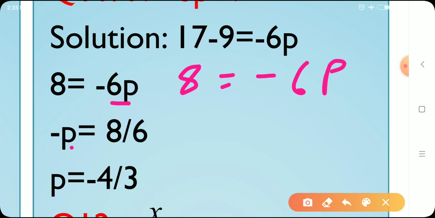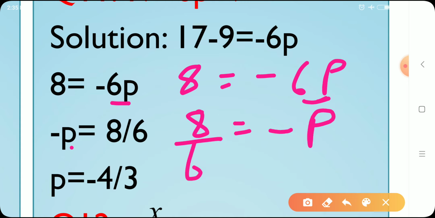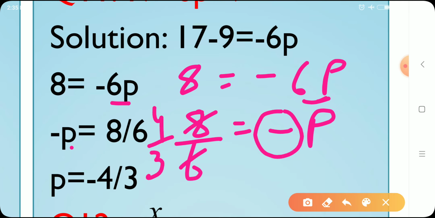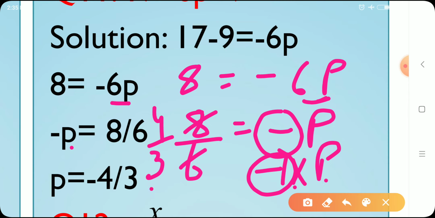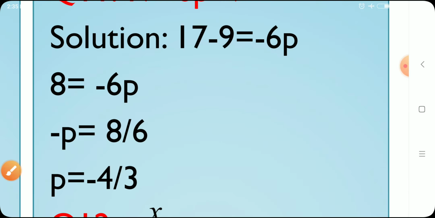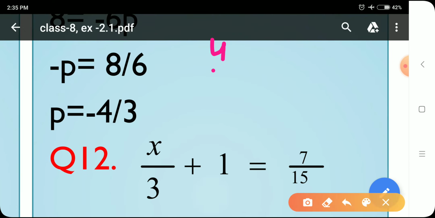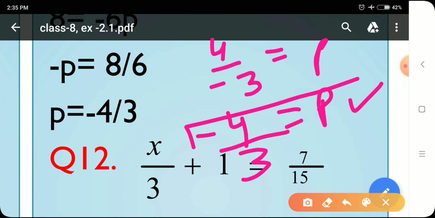This minus 6 is in multiplication with p, so it will change into division. After changing you will get 4 by 3. Now this minus p is written as minus 1 into p. So this minus 1 is in multiplication, so it comes into division. It will become 4 upon minus 3 is equal to p, and this minus can be taken on the upper side. You will write minus 4 upon 3 is equal to p. So this will be your answer.